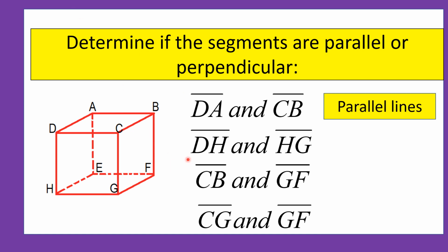We have another pair, segment DH and segment HG. This is segment DH. This is segment HG. So what angle is formed here? So we have a right angle. Therefore, the lines are perpendicular. We have segment CB and segment GF. This is segment CB. This is segment GF. The two lines are parallel.